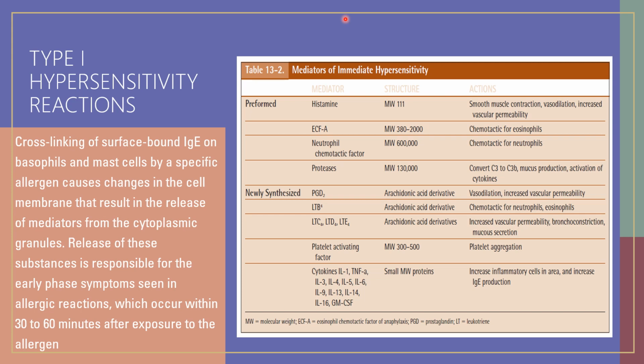So what are the principal effector cells of your immediate hypersensitivity? They are the mast cells, and they are from precursors of the bone marrow, and they are delivered to specific tissue sites to mature.